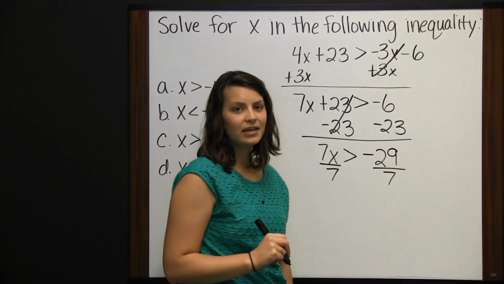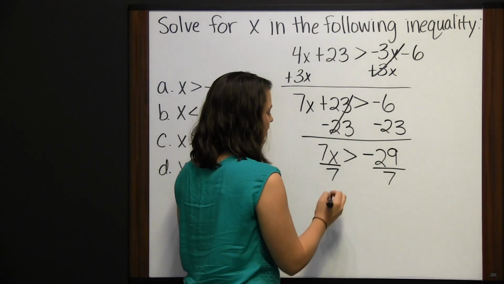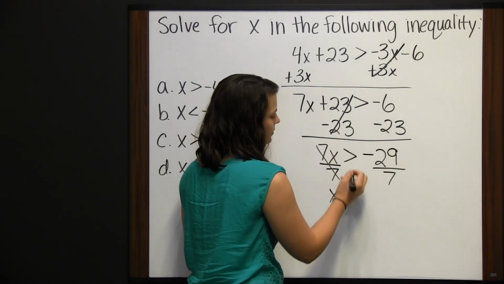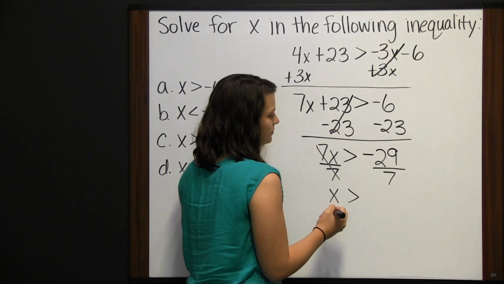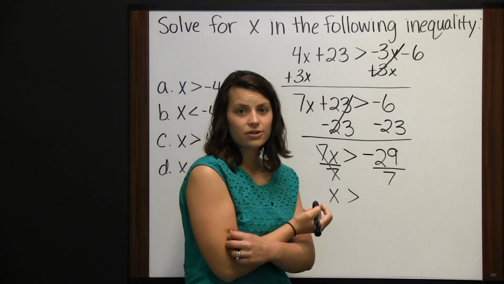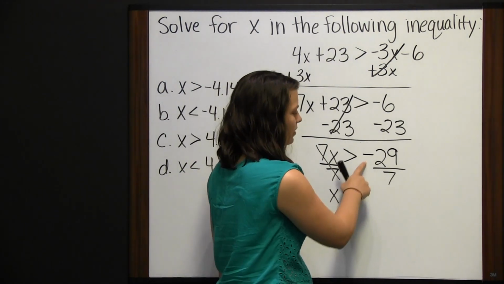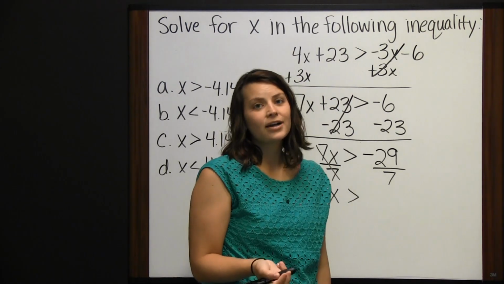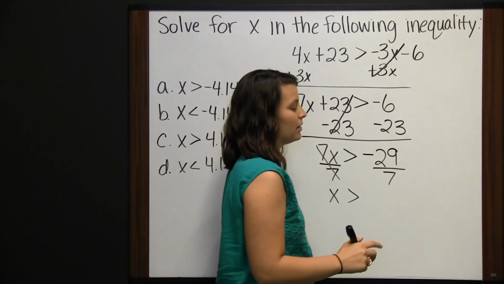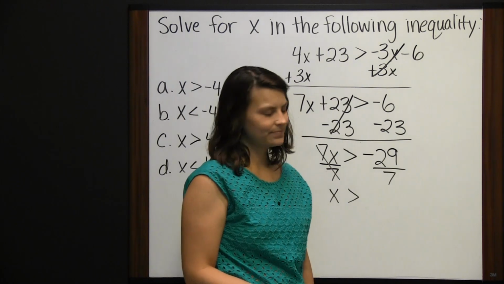7 divided by 7 is 1, and 1 times x is simply x. Bring down the greater than sign. And then the first thing I'll do is change this into a mixed number, since I can't actually divide negative 29 by 7 and get an integer.